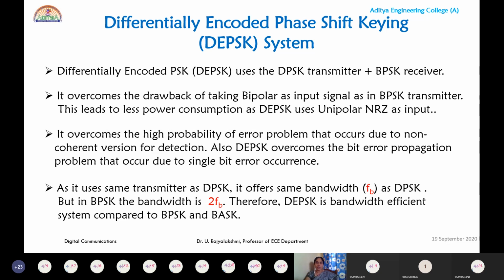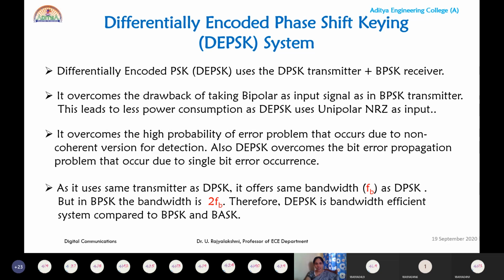Then why are you using a BPSK receiver in DEPSK? In the DPSK receiver section, the working principle is the same and you are effectively getting good data. But here bit error propagation is there. Already we discussed, it has a high probability of error. Which one? The DPSK receiver. The DPSK receiver has a high probability of error because you are not using a synchronous carrier.